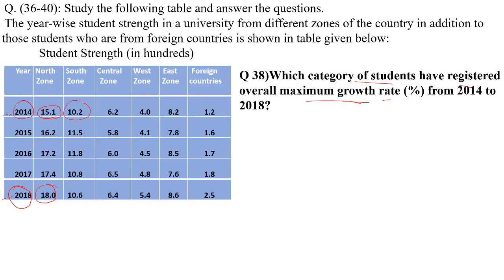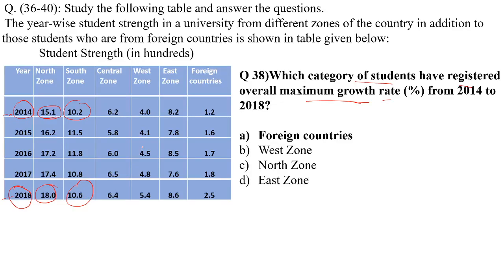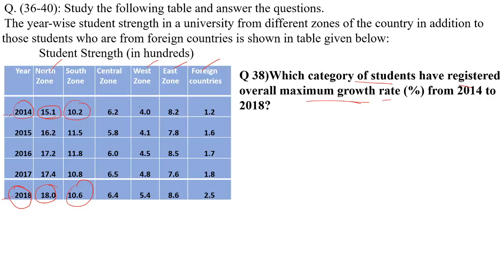Similarly in South, from 10.2 it comes to 10.6. So basically you first look over the options. Here the options are foreign, west, north, east. So we will check for foreign, west, north and east, not for the south and central, right? So these options you have to see.